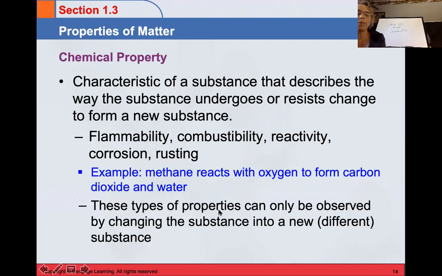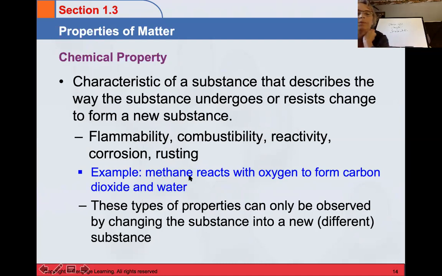Chemical properties are very different from physical properties. They are characteristics of a substance that describe the way a substance undergoes a change or resists a change. Flammability, combustibility, reactivity, corrosion, or rusting are all examples of chemical properties. But unlike physical properties, chemical properties change the substance that you're talking about into a new and different substance.